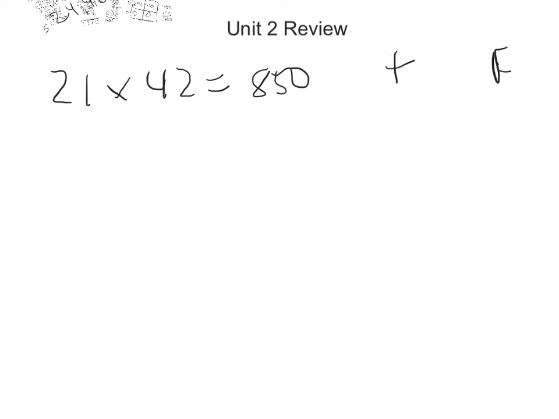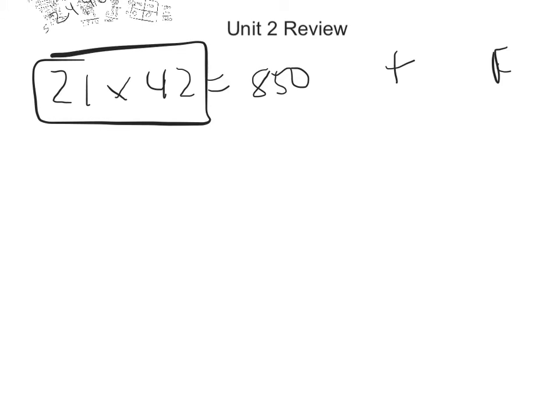Another thing you might see on the test is it's going to ask you whether the following answers are true or false. Show your work to explain your thinking. Basically, they're going to give you a multiplication problem with an answer. So they might give you something that says 21 times 42 equals 850. And it says true or false. Okay? When they want you to show your work and explain your thinking, all you really do is work out 21 times 42 and see if it's right. Okay?